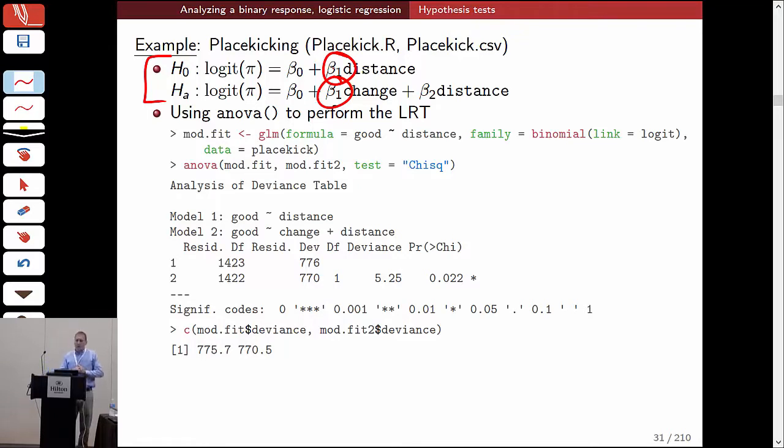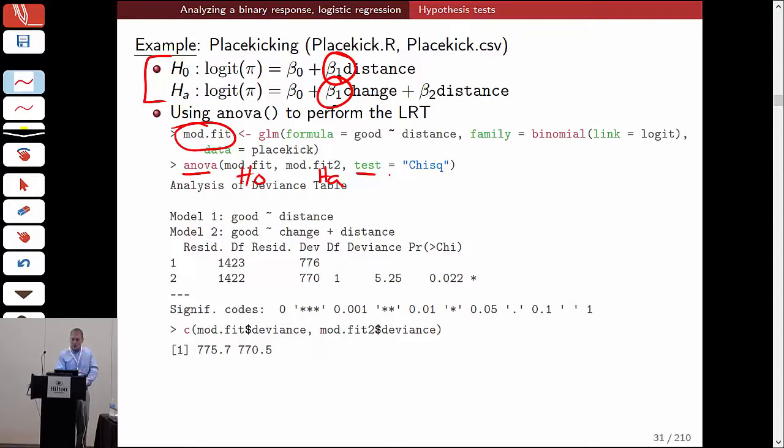Okay. So now, to do this test in R using the anova function, I need to have both the null hypothesis model and the alternative hypothesis model estimated. If you remember, the null hypothesis model we've already estimated, and we put the results into mod.fit. And then using the anova function, I can just put in my null hypothesis model, or H0 model. And then I can put in my HA model, alternative hypothesis model.